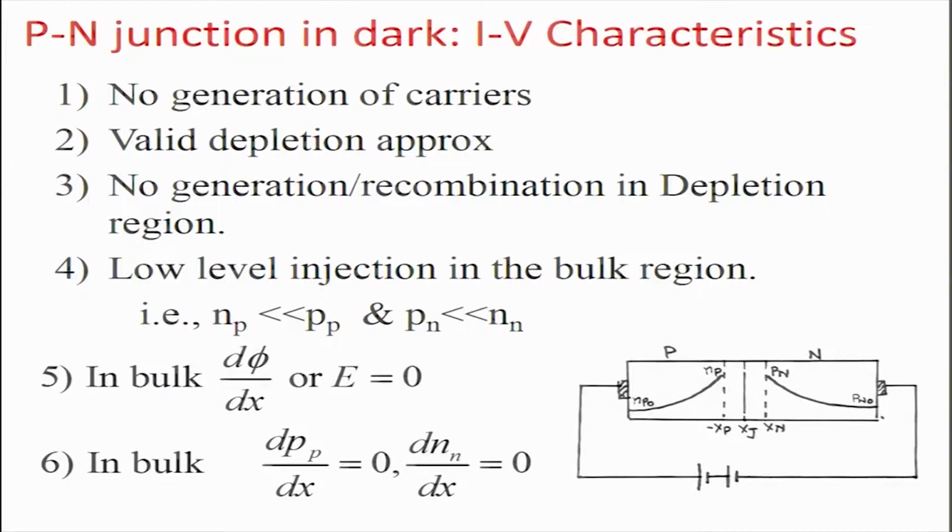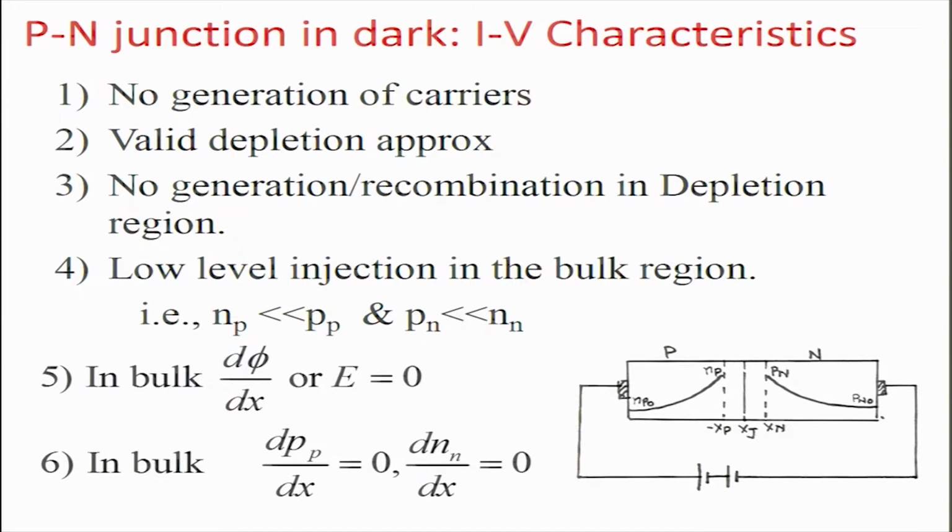So essentially, for a p-n junction in the dark, when you want to derive the IV characteristics, there are certain assumptions that we make. First, there is no generation of charge carriers, because you have no light-based generation or thermal generation. So we assume that the carrier concentration, whatever it was to begin with, stays constant, and the depletion region approximation is valid, which means you have a depletion region in which no generation or recombination takes place, and it's free of free charges. There are no electrons and holes there. It's completely depleted of charges basically, and there is no recombination or generation in the depletion region.